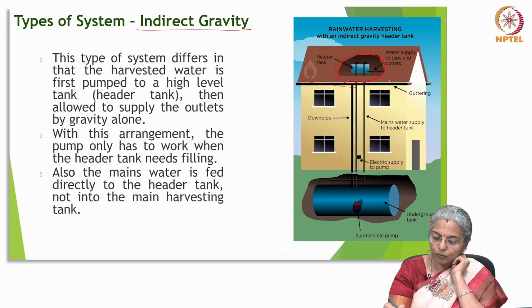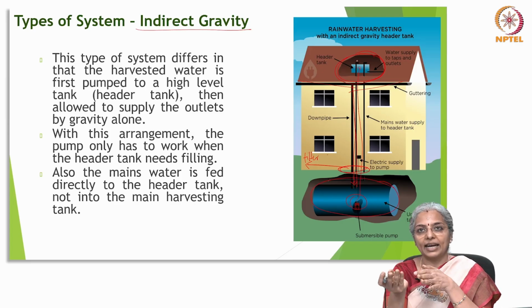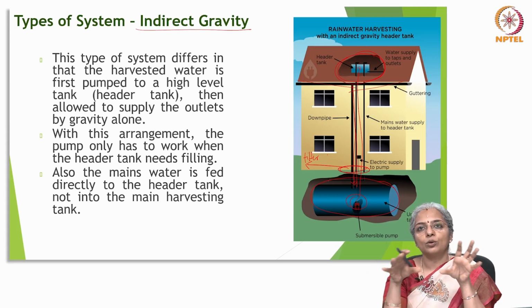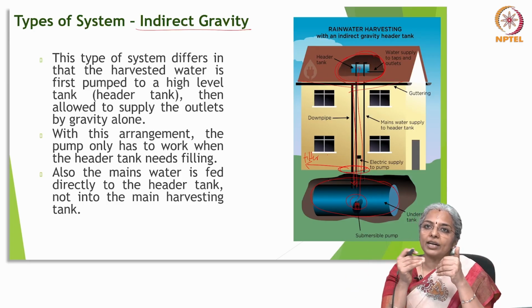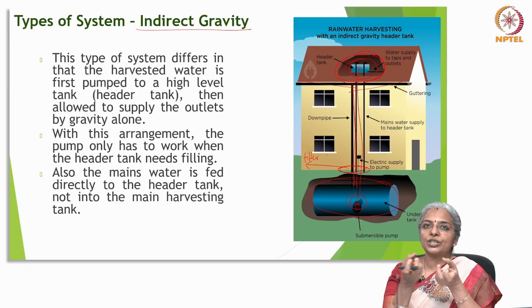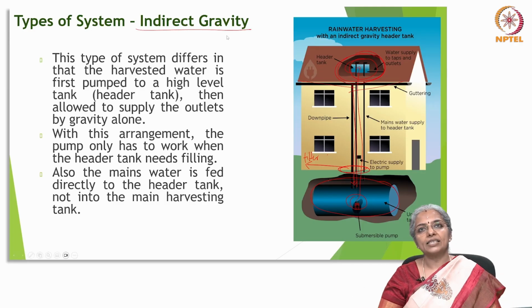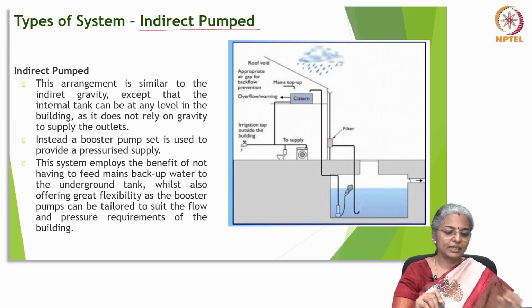So, you collect the rainwater, take it through a down pipe, through a system of filters, collect it, and pump it back to the overhead tank, and from this overhead tank you supply this to the rest of the building. Now, the main water can also be fed into the header tank. So, this tank can double up as the tank into which rainwater comes or into which the main supply also comes.